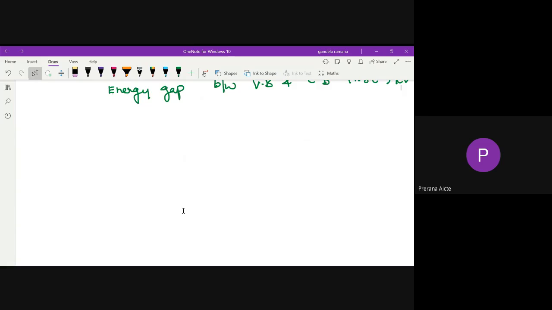Okay, so various substances which are available in the universe are classified into three groups depending upon the valency electrons. What are those? Conductors, semiconductors, insulators.